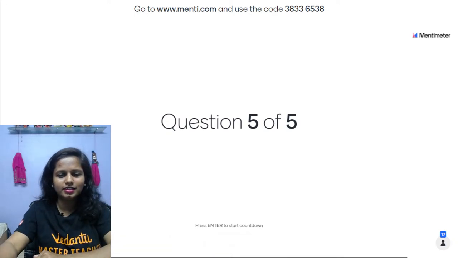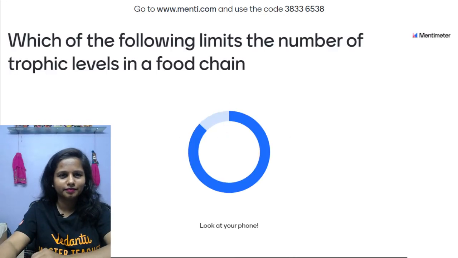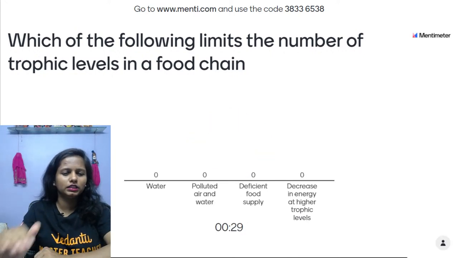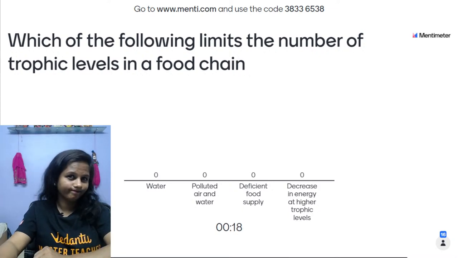And the last question, flashing on your screens now. Come on. Which of the following limits the number of trophic levels in a food chain? Water, polluted air and water, deficient food supply, decrease in energy at higher trophic levels? Chalo batao, jaldi batao.